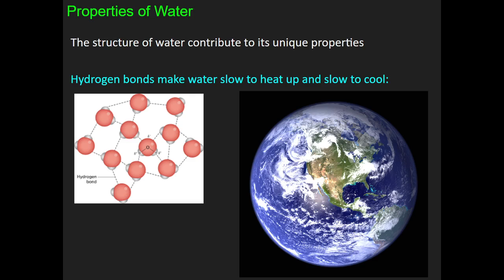Therefore, we have a liquid water planet, which is a really rare thing, but also that water is slow to cool off and slow to heat up, meaning that we don't have wild temperature fluctuations. You may think, oh yeah, well it got really cold last night and it's warm today. Well, that may be true, but it could be even wilder than that. Our Earth has what we call a very moderate temperature that is very conducive to life on Earth.